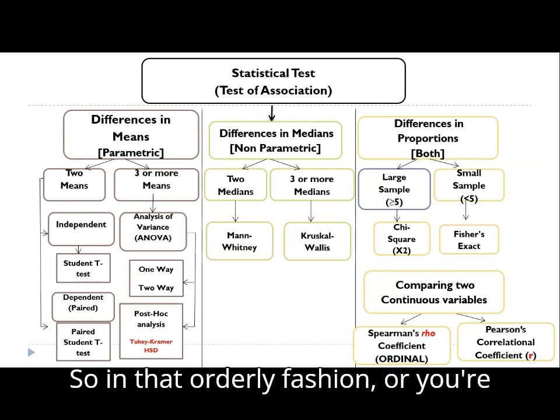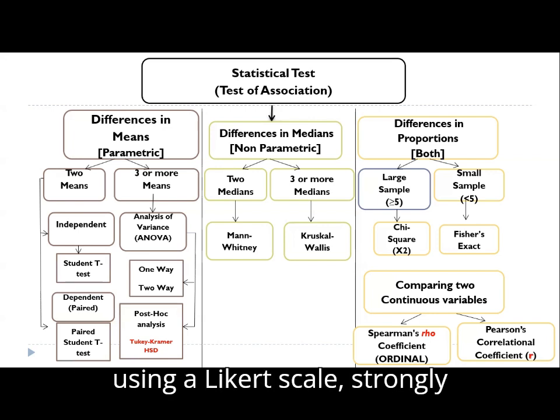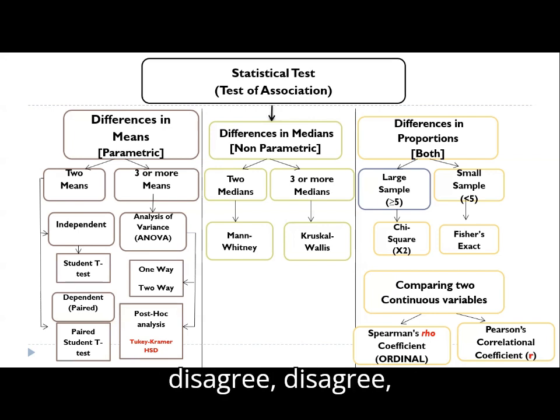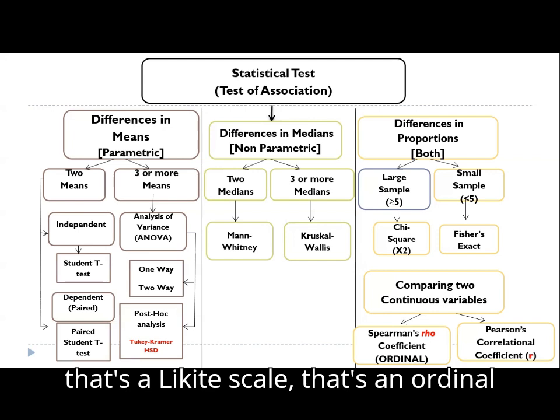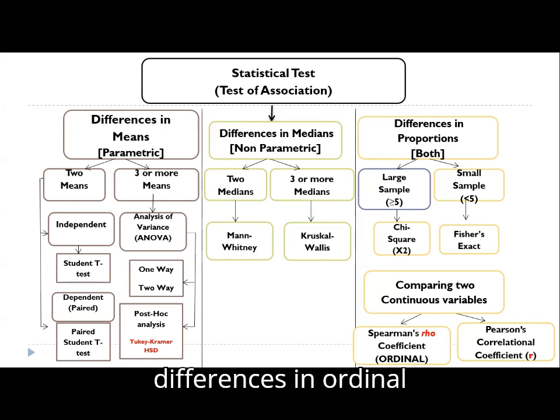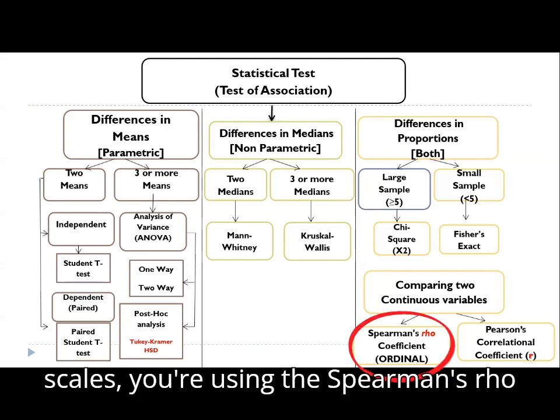So in that orderly fashion, or you're using a Likert scale, strongly disagree, disagree, undecided, agree, and strongly agree. That's a Likert scale, that's an ordinal scale. So when you're looking for differences in ordinal scales, you're using the Spearman's rank coefficient.